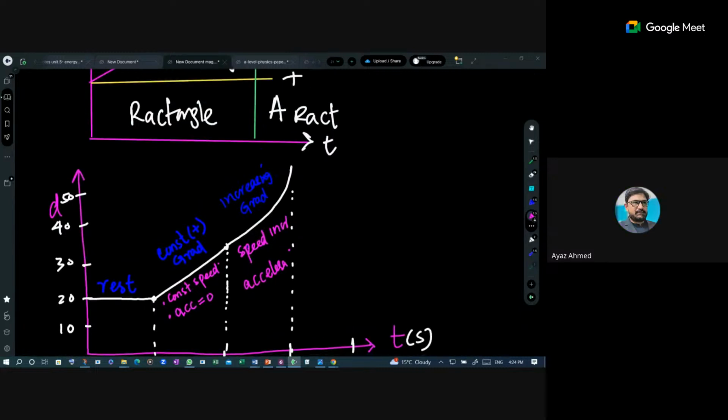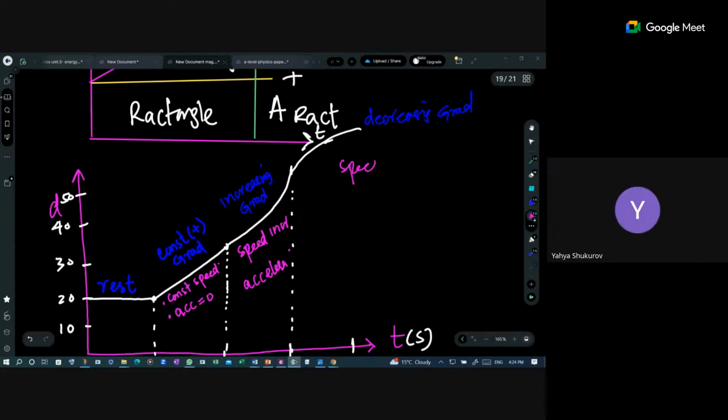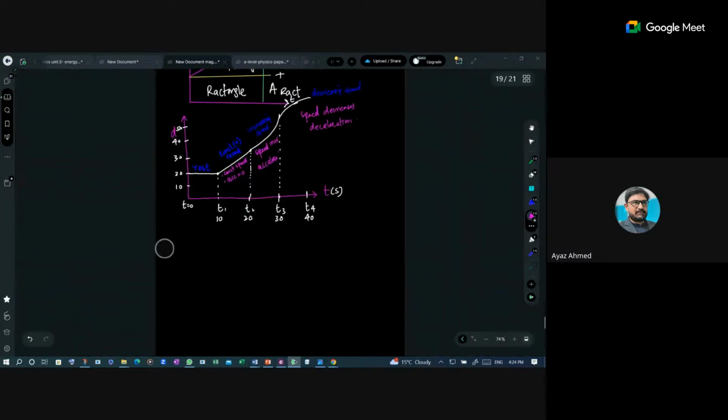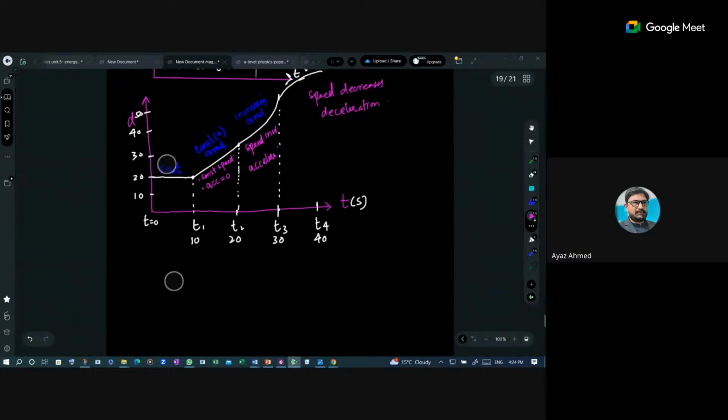Now, although this would interrupt this segment, let's draw it. This one. Is it a decreasing gradient? Yes. Decreasing gradient means speed decreases. That is deceleration. When speed decreases, it is deceleration. That's very simple to understand. So the behavior of the graph tells us very much about the motion, a description of the motion.